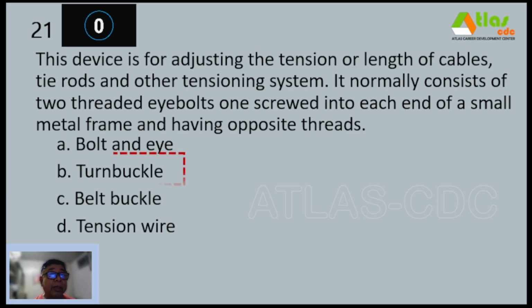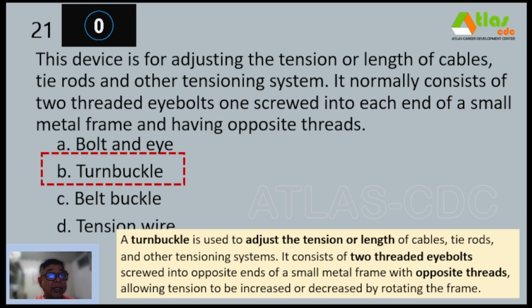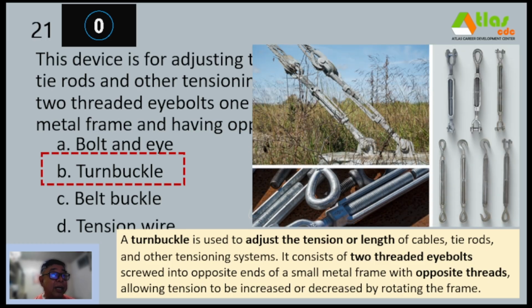And our correct answer is letter B, turnbuckle. So a turnbuckle is used to adjust the tension or length of cables, tie rods, and other tensioning systems. It consists of two threaded eye bolts screwed into opposite ends of a small metal frame with opposite threads, allowing tension to be increased or decreased by rotating the frame.